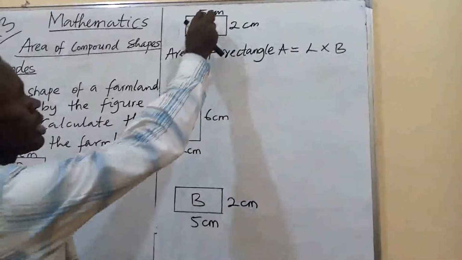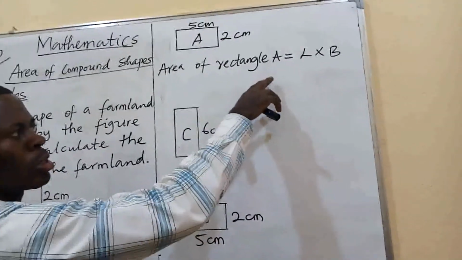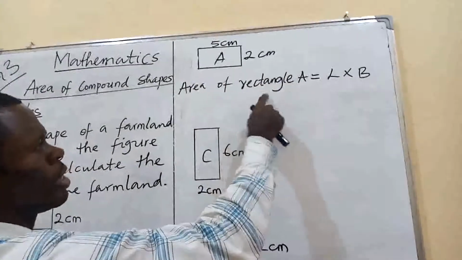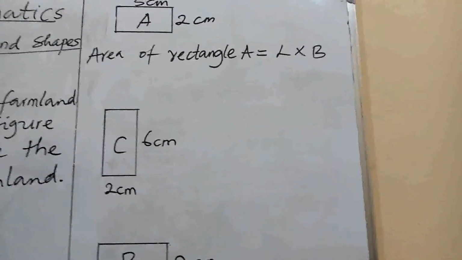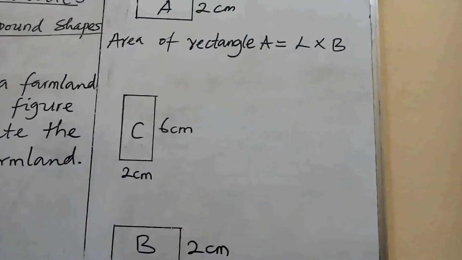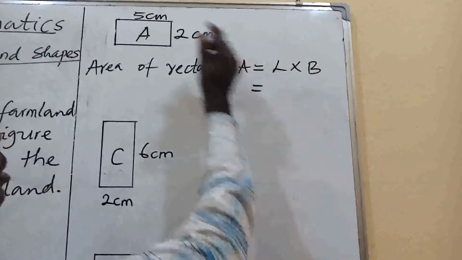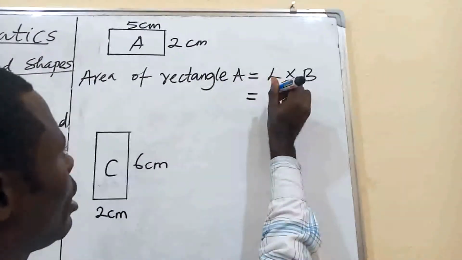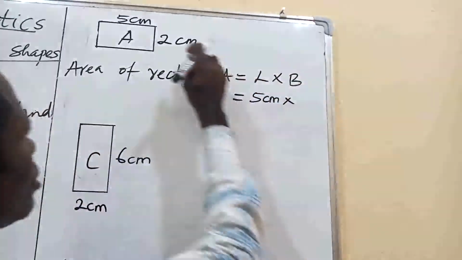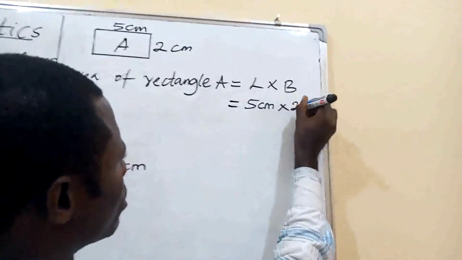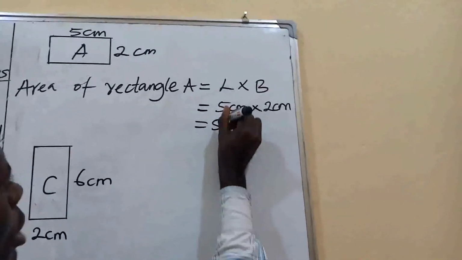Alright, now, to get the area of rectangle A, we say area of rectangle is equal to length times breadth. Yes, it's still length times breadth, because the formula for calculating the area of a rectangle is length times breadth. So what's our length from rectangle A? We have the length to be 5 centimeters times the breadth, 2 centimeters.